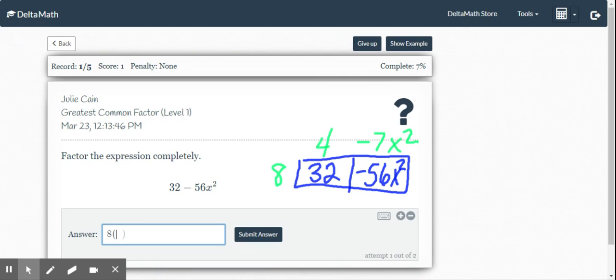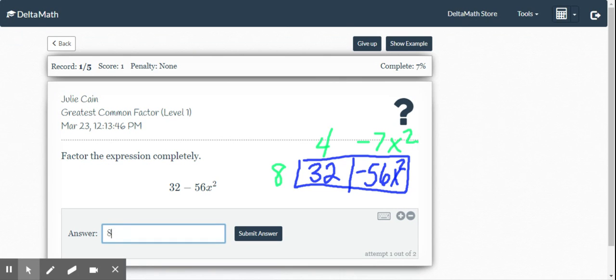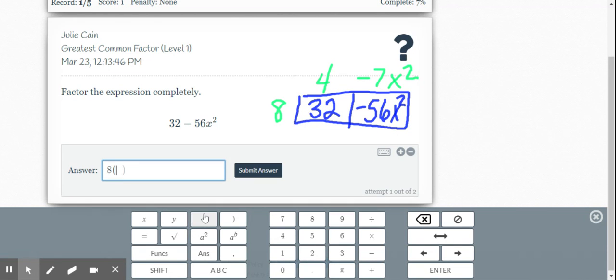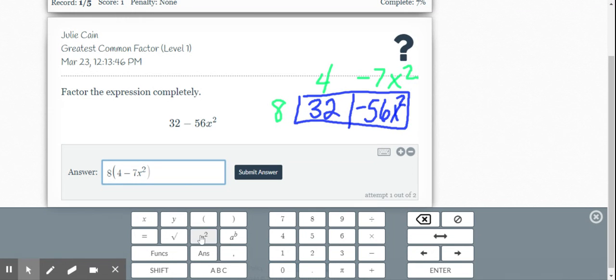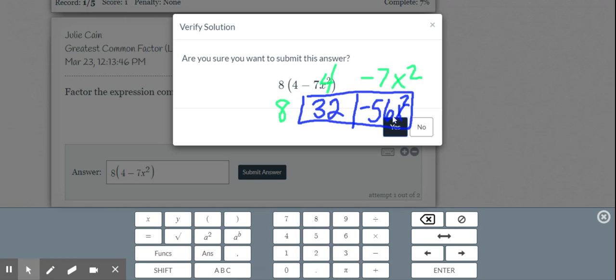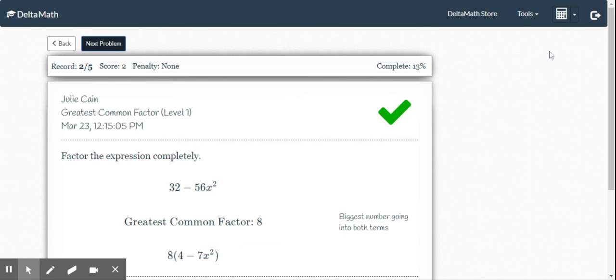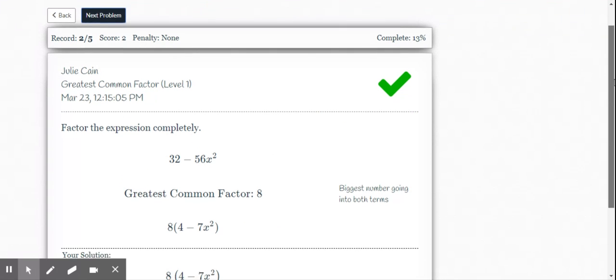So then if I want to type this in as my answer, I'm going to type it as if it was multiplication. So I have my 8, and if I want to use my little keyboard button, you can see there's this little keyboard button, same thing as what it is up at the top. I have my parentheses, and I'm going to type in 4 minus 7x squared, and I'll just click beyond it, and that would give me my answer. I'm going to select yes, and boom, there we go. There's my answer.